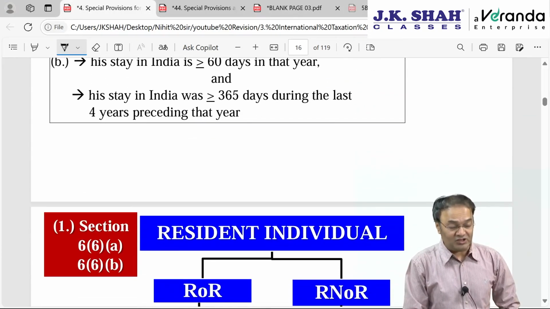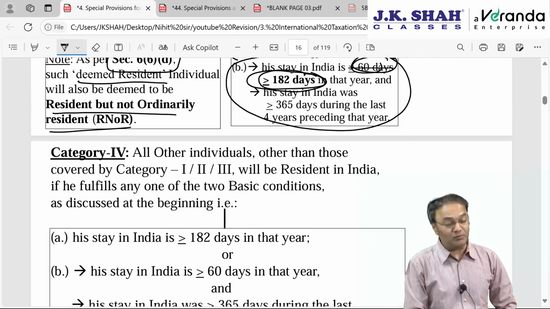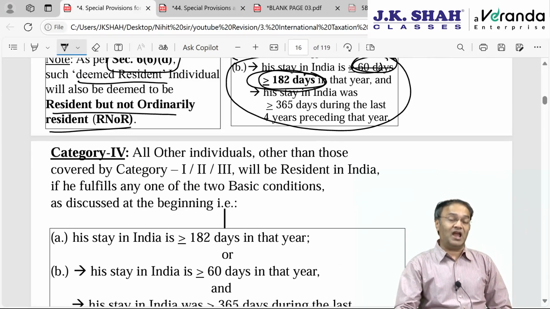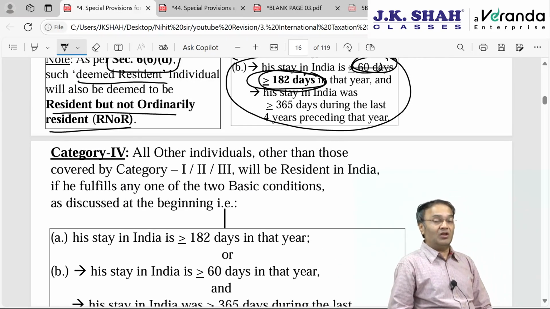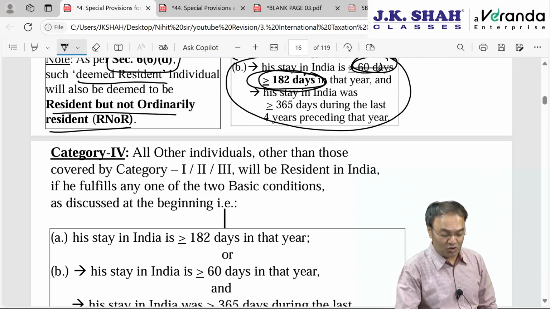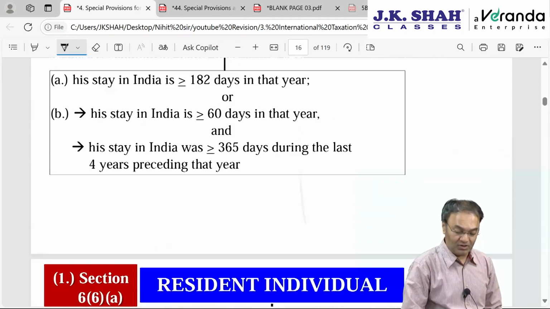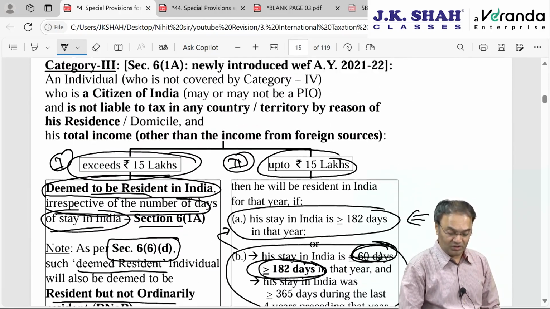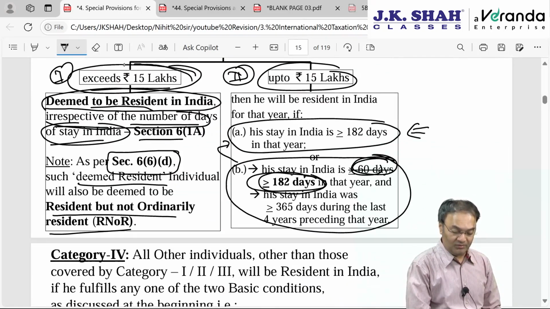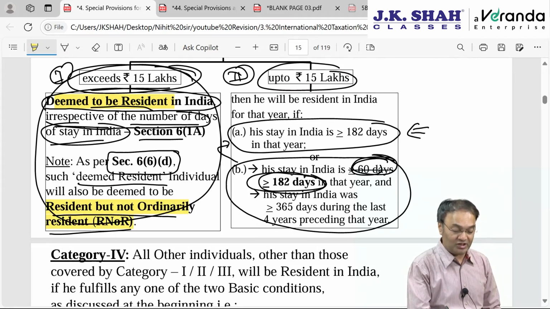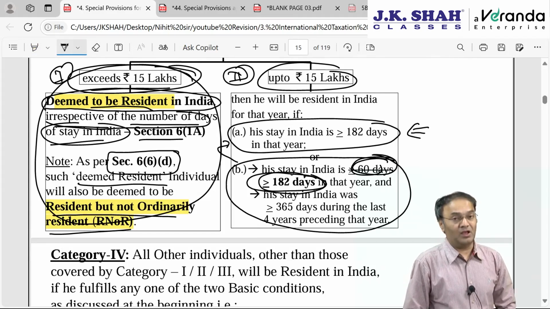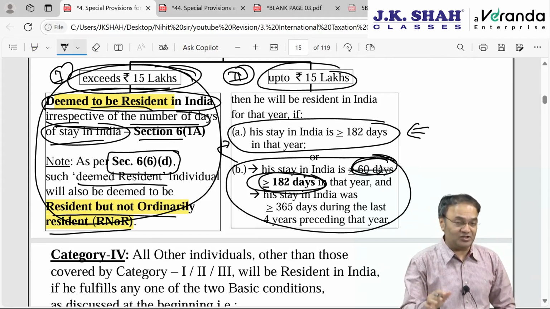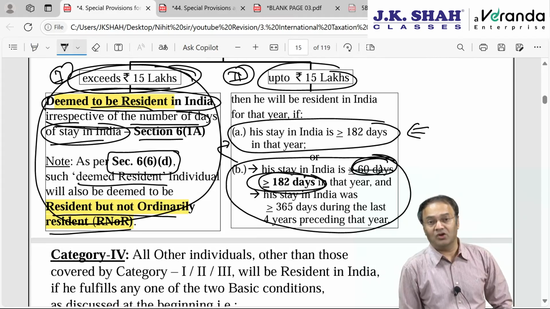And what if there is a clash between category 2 and 3? Indian income is more than 15 lakh, but there is a clash. He came to India, though his number of days of presence is not to be seen, he will be deemed to be resident, but not ordinarily resident, and accordingly his residential status will be decided as per these criteria. Hope you people are clear.